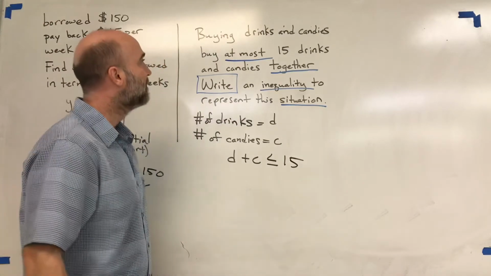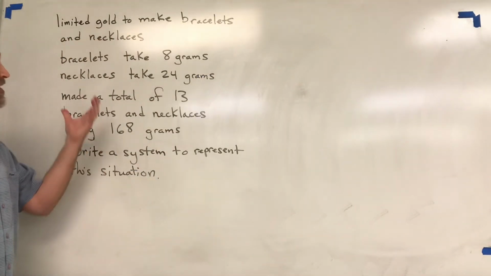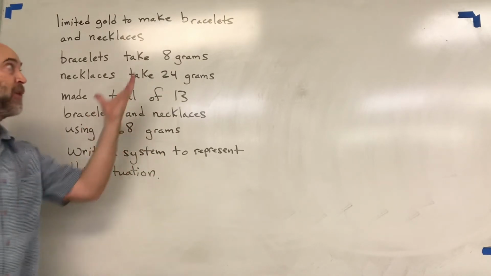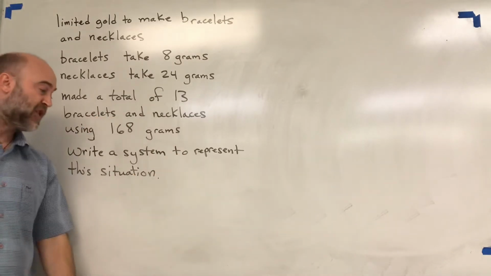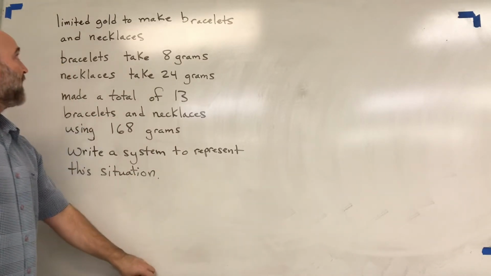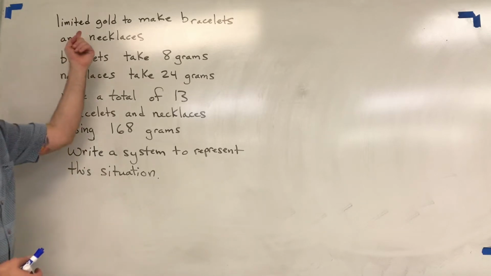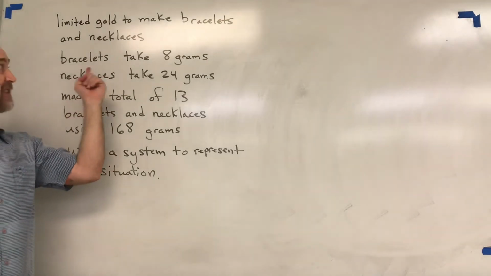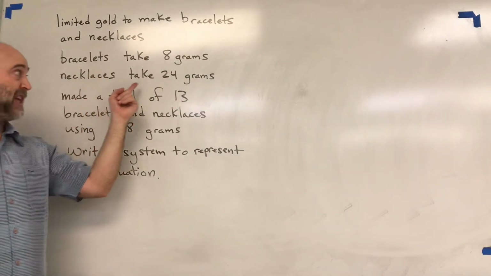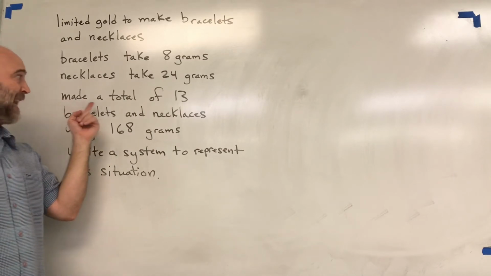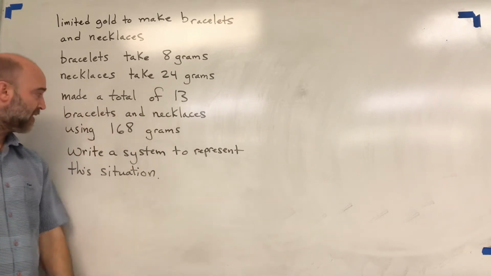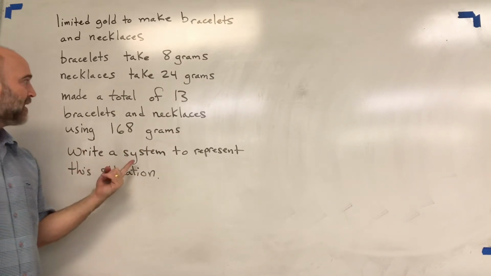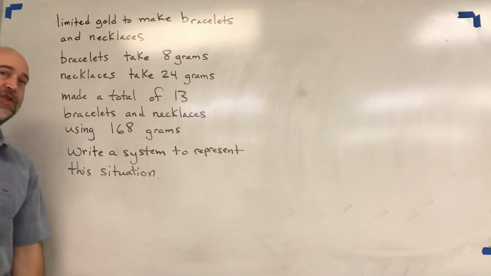15. Check. We're asked to take this word problem and create a system to represent it. So we're going from the situation to equation or inequality. Let's take a look at what we got here. We have limited gold to make bracelets and necklaces. Bracelets take 8 grams, necklaces take 24 grams. We made a total of 13 bracelets and necklaces using 168 grams. Write a system to represent this situation.